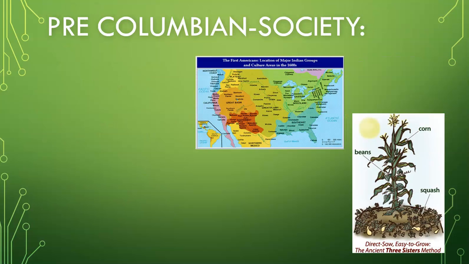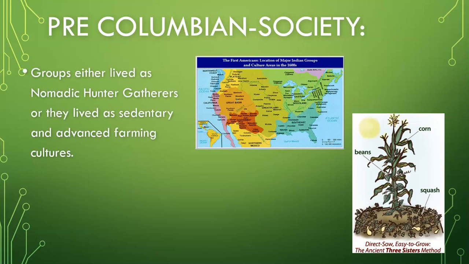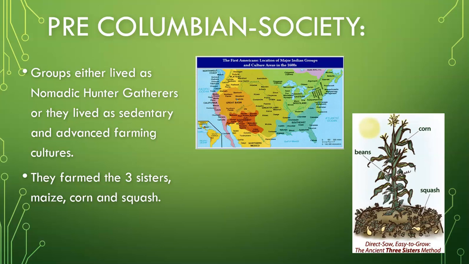All right. So, first topic is pre-Columbian society. What are some things you remember? Well, they had two styles of living: nomadic hunter-gatherers or sedentary cultures that were advanced farming cultures. What did they farm? They farmed the three sisters: maize, beans, and squash. Actually, the slide said corn, and I'll fix that. Europeans did not discover maize, which is corn. Natives already had it. Natives spread it. Europeans didn't spread it or discover it.